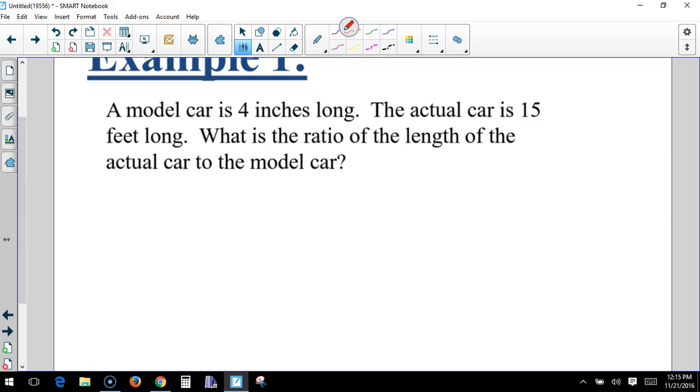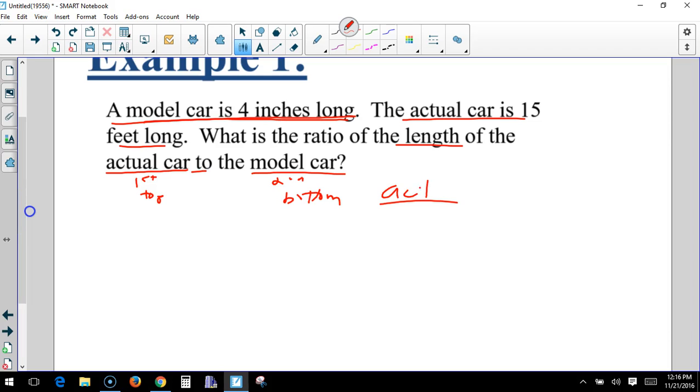Now, you got to be careful here. It's kind of tricky because they gave you this first and then they gave you this second. But look at the actual question. What is the ratio of the length of the real actual car to the model car? So the actual car, this is the first thing we see, which means top. This is second, which is bottom. Now, even though the model car was given to us up here, the measurement was given first, the question asked us to give the actual car to the model.